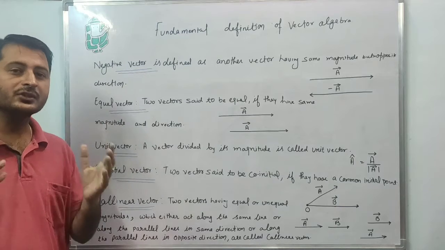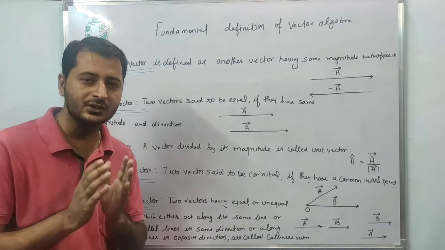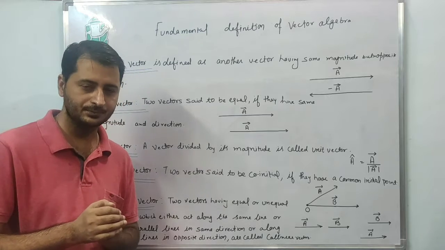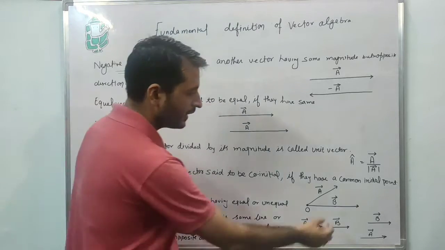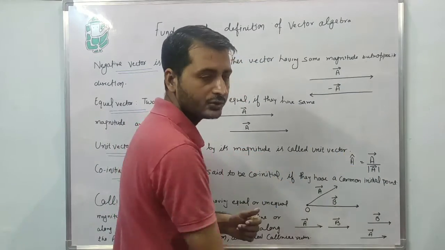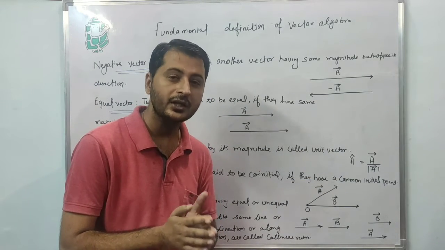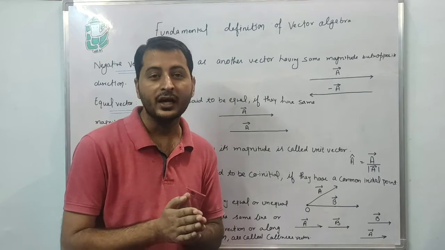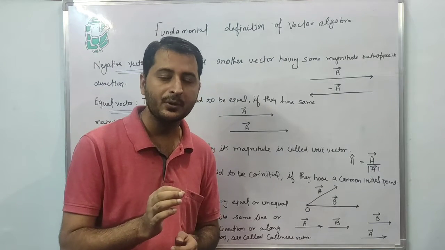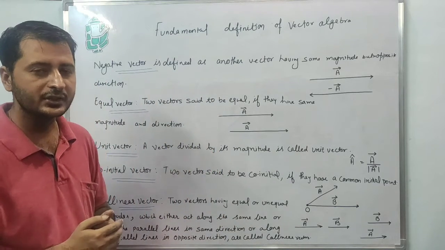Clear? So what is the unit vector? The unit vector is that vector in which the vector is divided by its magnitude and represented by a cap. Like this, where a is a vector, when it is divided by its magnitude, that is called a unit vector. Clear? In Cartesian coordinates, unit vectors are i cap along x-axis, j cap along y-axis, k cap along z-axis.